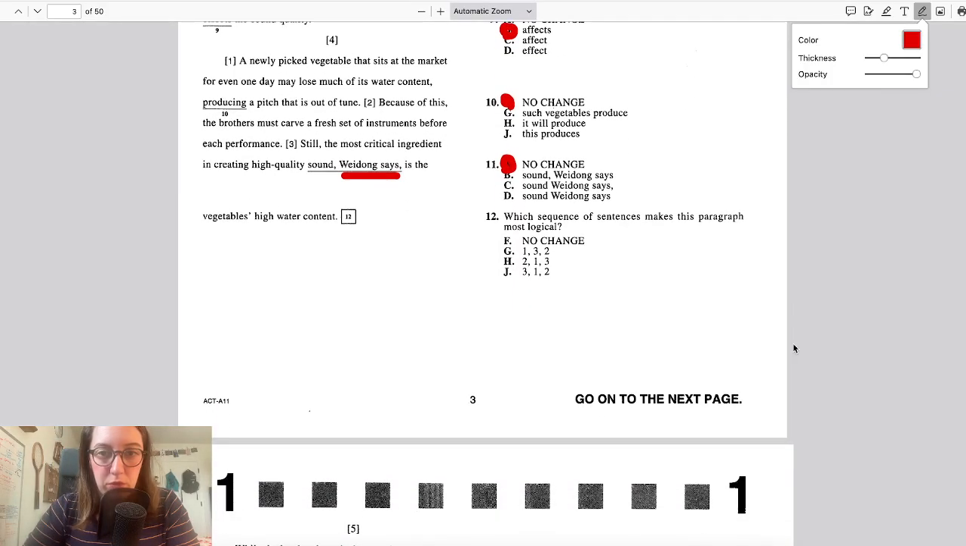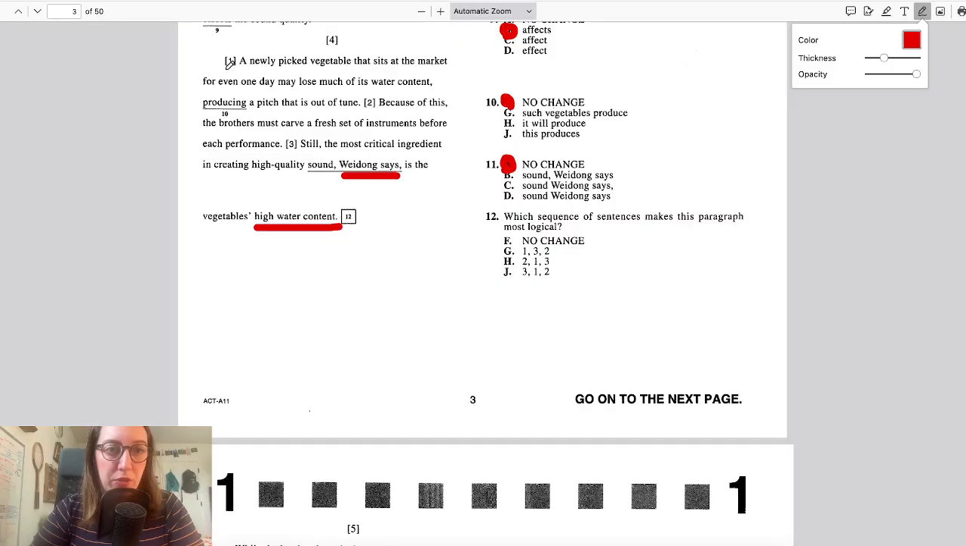All right. Now, number 12 is going to give us one of these more difficult questions. Which sequence of sentences makes this paragraph most logical? So, I'm already kind of tipped off that they were going to ask a question like this because they mention here "still, the most important thing is high water content." And I'm thinking, we've already talked about that, right? So you can kind of tell that they're going to ask you to evaluate the order of sentences here. So let's think about it.